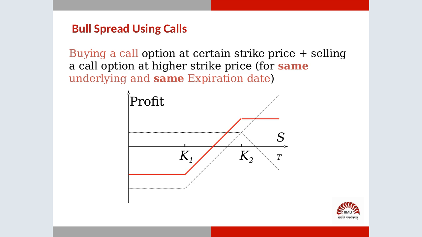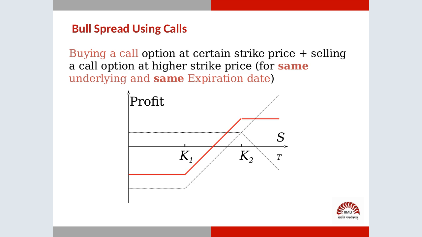So if you look at the 2 dotted lines, the dotted lines represent the 2 options that I have. The red line represents the resultant position. And what do I have in the resultant position? Now, if the asset price is below K1, none of the 2 options are going to be exercised. And therefore, how much will you lose? You will lose the resultant premium. That is what you lose.